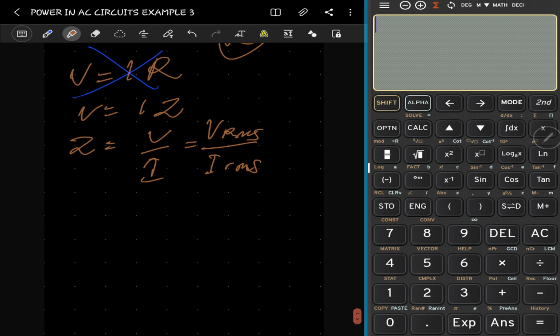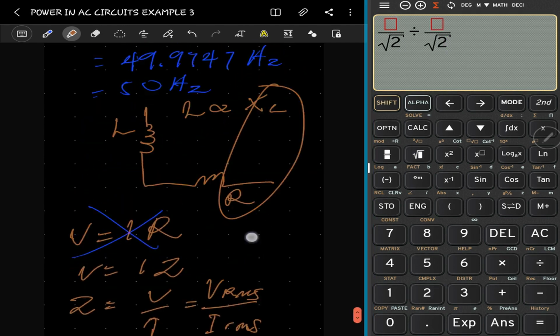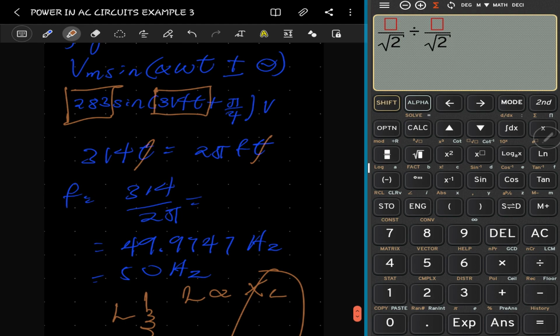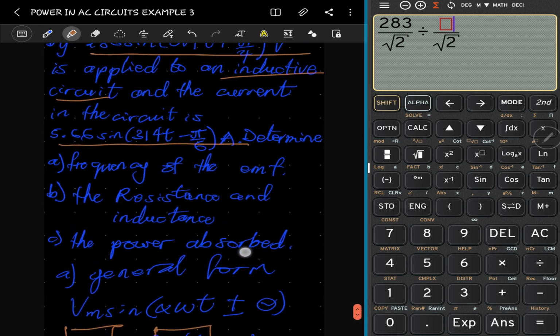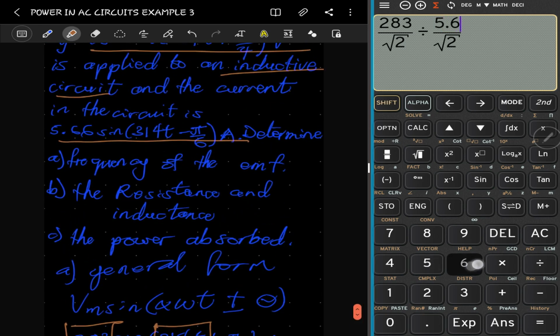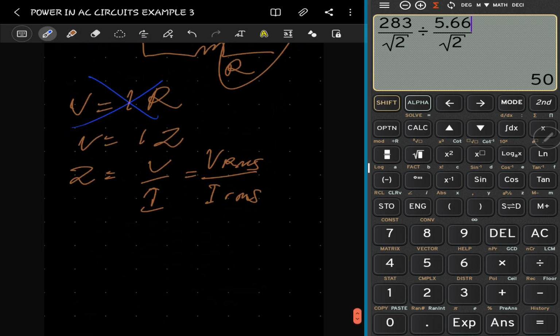So that will mean I will need the voltage on root 2, and then I divide it by the current on root 2, right? So the voltage peak is 283, right? And the peak value for the current is 5.66, right? So that gives us a Z, or an impedance, of 50, right? So impedance is 50, and what's the unit? Because it's impedance, that's ohms, right?